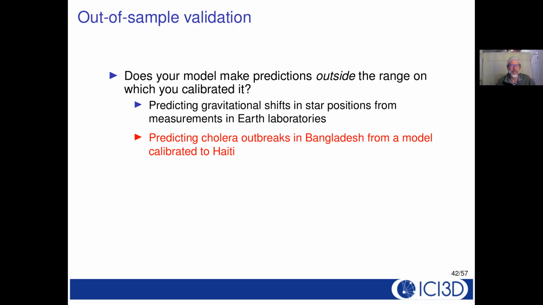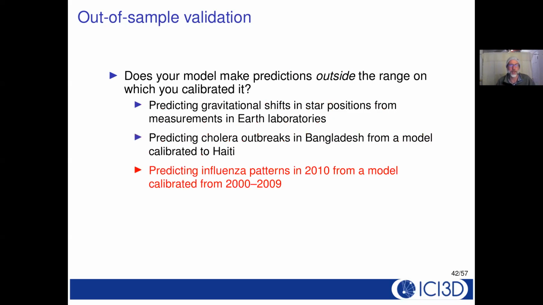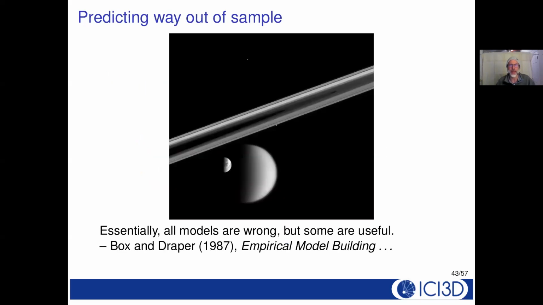As biologists, we don't have anything that dramatic, but for example, people might calibrate a cholera model in Haiti and use it to predict a cholera outbreak somewhere else. People are routinely predicting influenza patterns in the future from models they calibrate in the past and predicting, sometimes with a fair amount of accuracy, the severity of influenza seasons in different places before they happen.